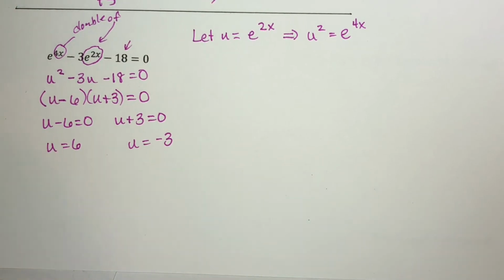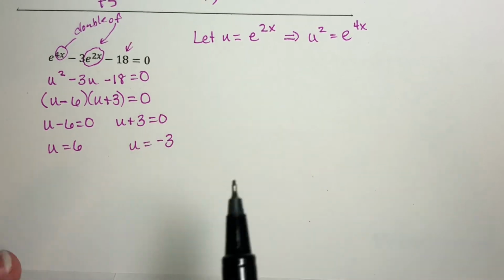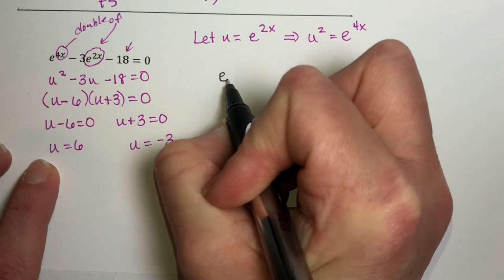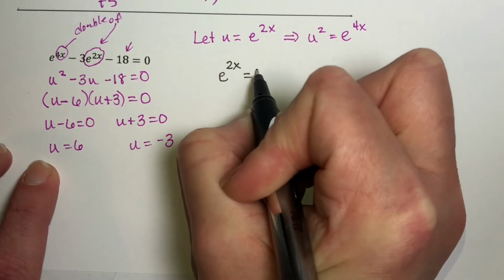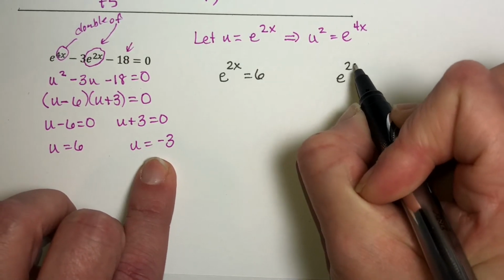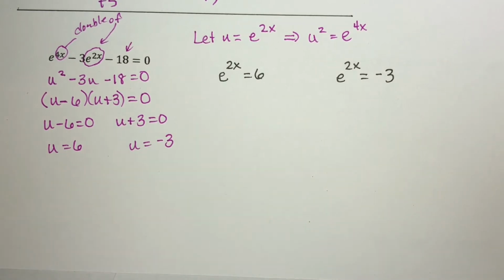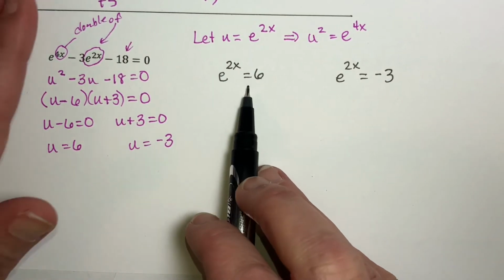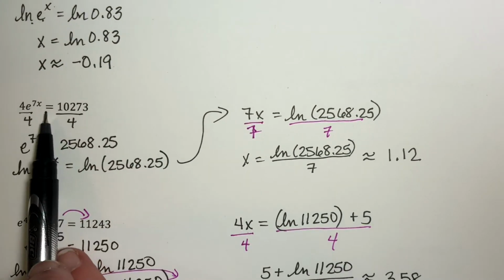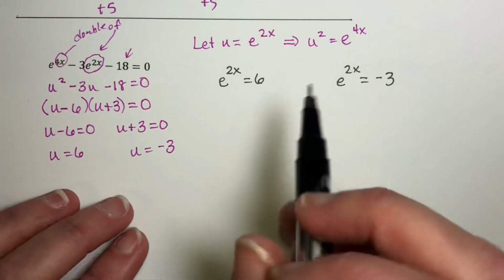Okay, so I know what u is. Now I have 2 more equations to solve. The first thing I need to do is undo this substitution, and I'll have e to the 2x is equal to 6. And then I will also need to solve e to the 2x is equal to negative 3. Now this problem is very similar to the earlier ones, but it's easier. All we need to do here is take the natural log of both sides.